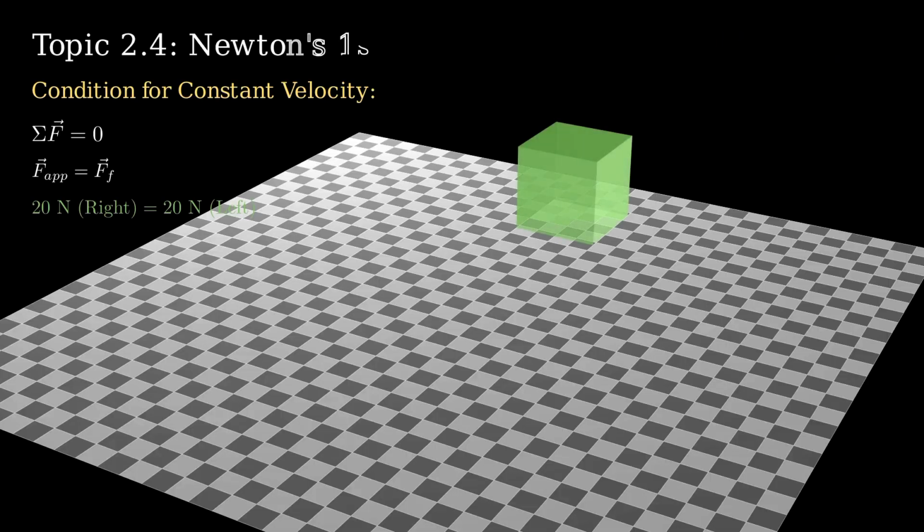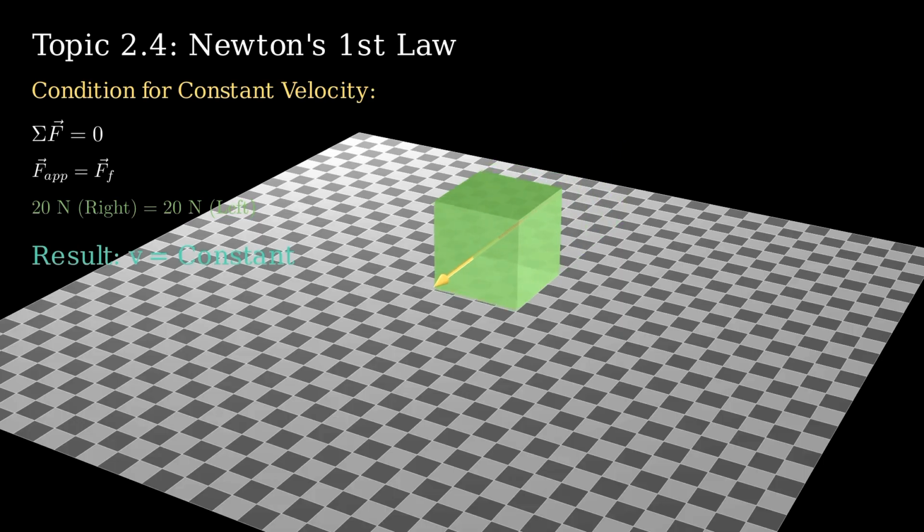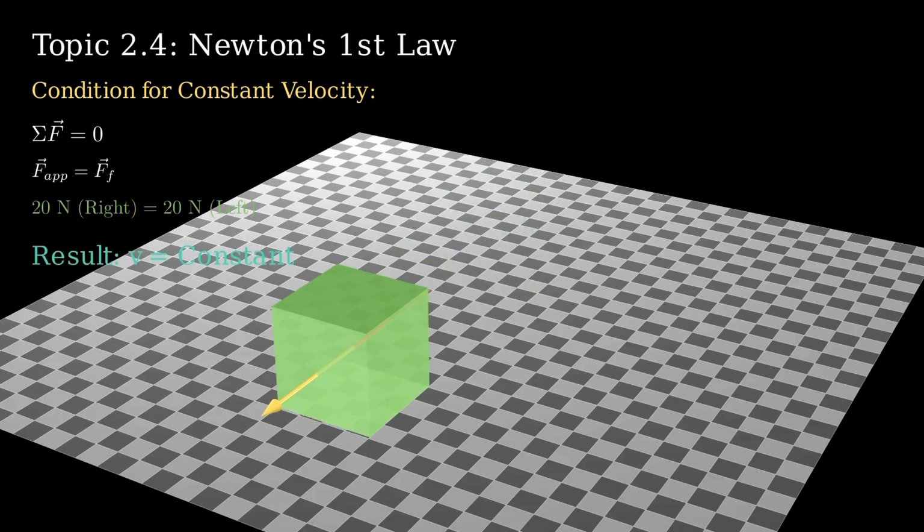Newton's first law states that constant velocity requires a net force of 0. Here, a 20 newton applied force is perfectly balanced by 20 newtons of friction. As a result, the block achieves equilibrium and glides at a perfectly constant speed.